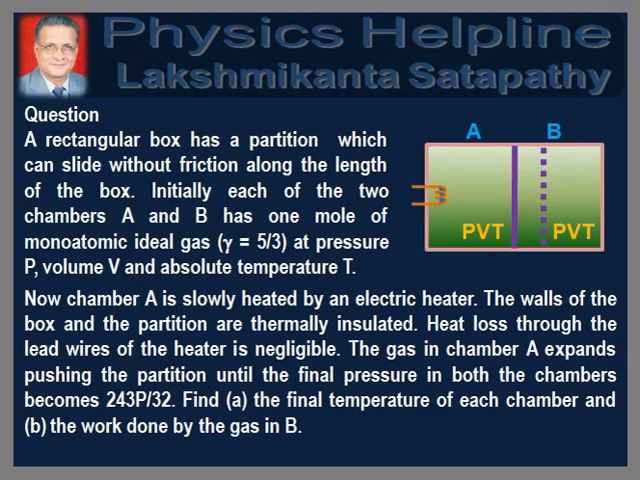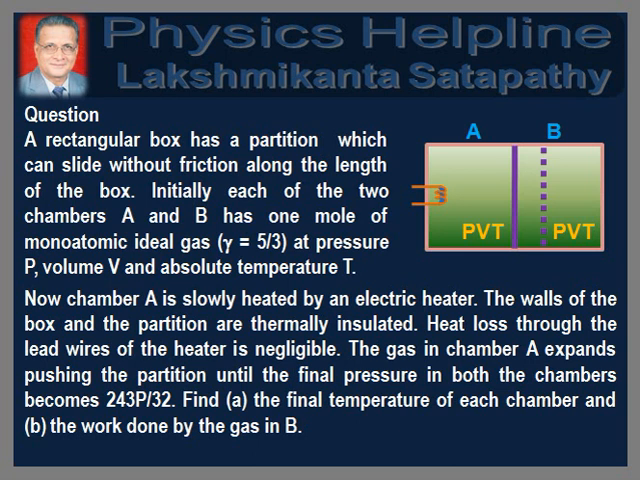A rectangular box has a partition which can slide without friction along the length of the box. Initially, each of the two chambers A and B has 1 mole of monoatomic ideal gas, gamma is equal to 5/3, at pressure P, volume V and absolute temperature T.